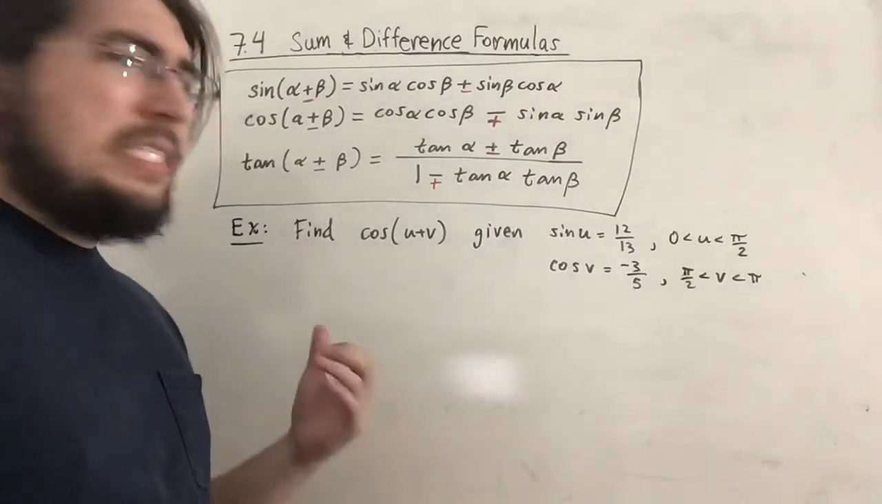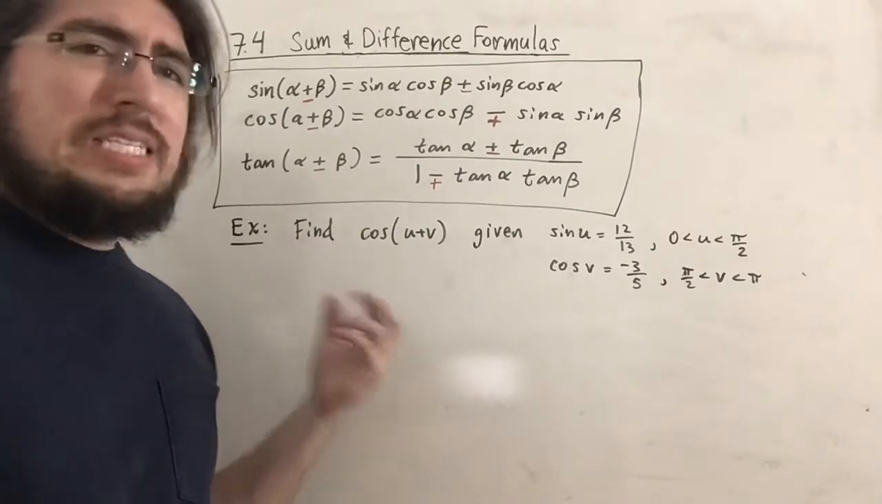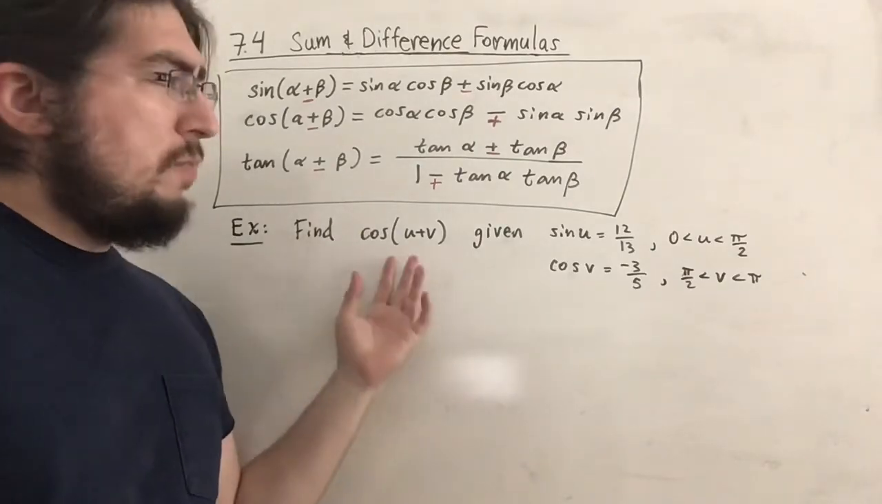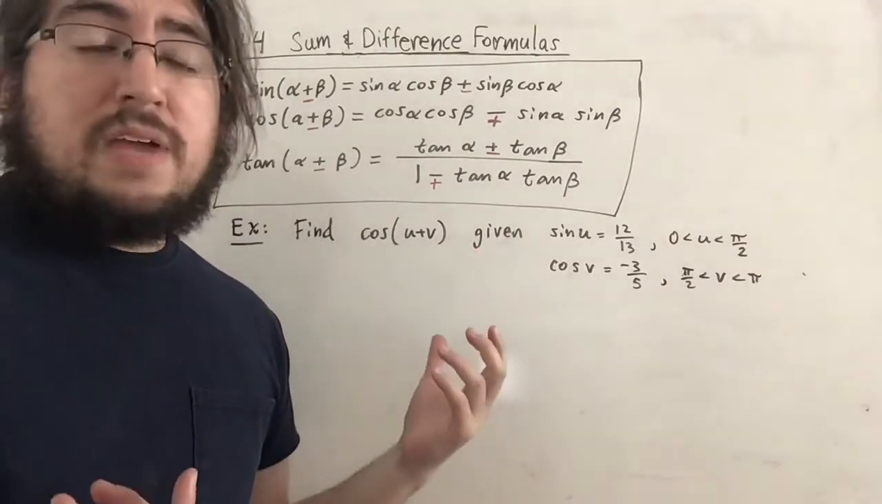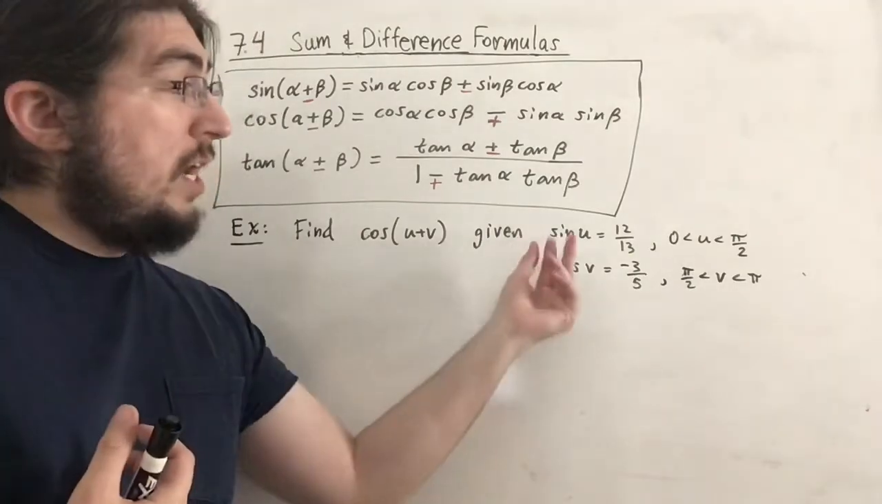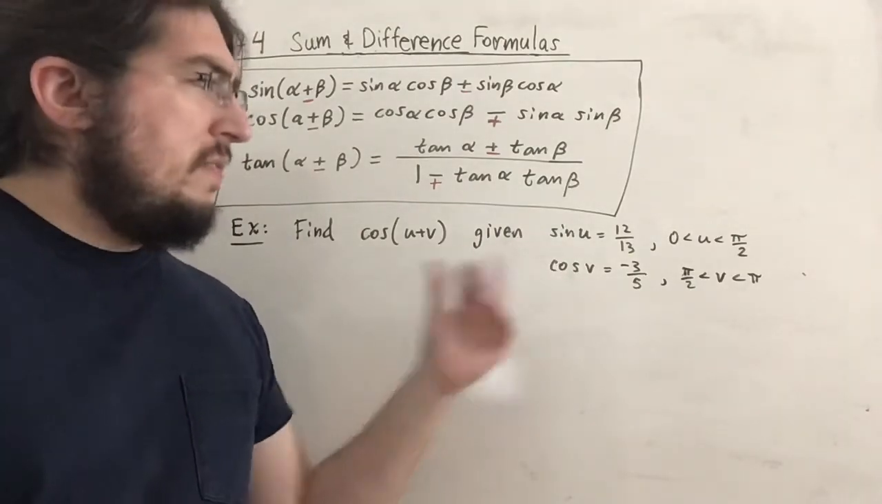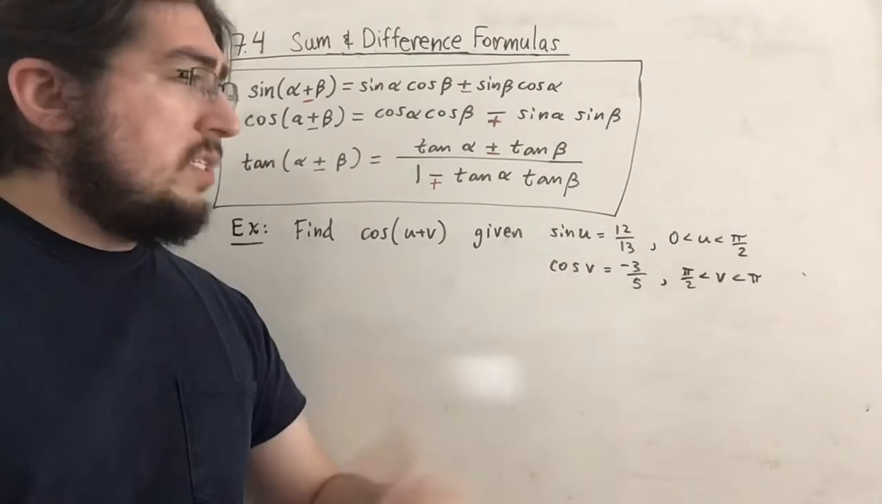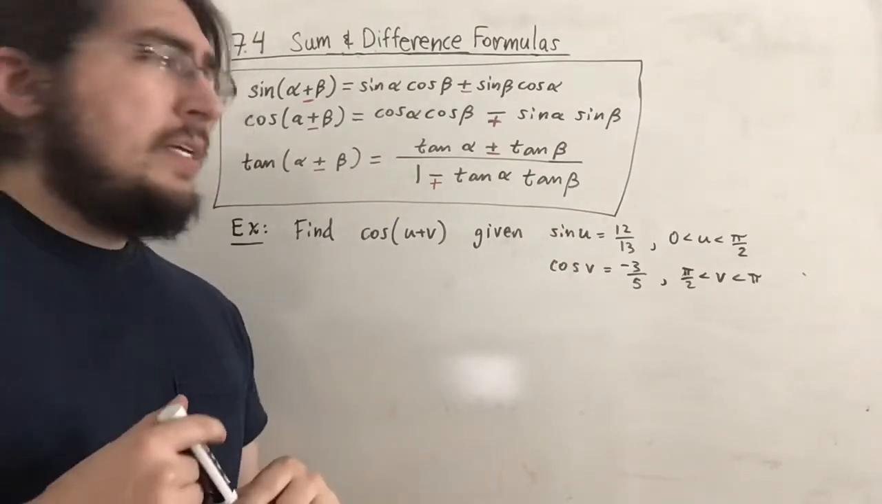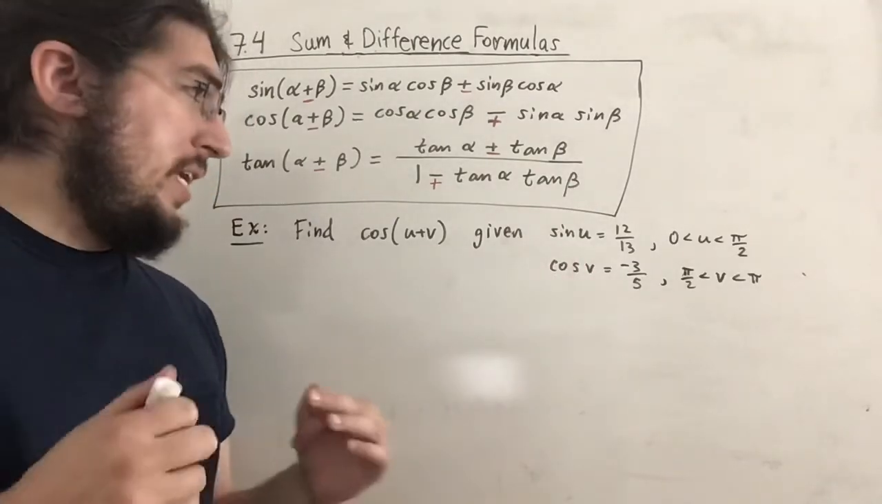Right, so now for this example, this is of course a little more conceptual. We're asked to find cosine of u plus v. We're not given what u and v actually are, but we are given what sine of u and cosine of v are. Now we're also given that u is in the first quadrant, where v is located in the second quadrant. Of course, that explains why cosine is negative.